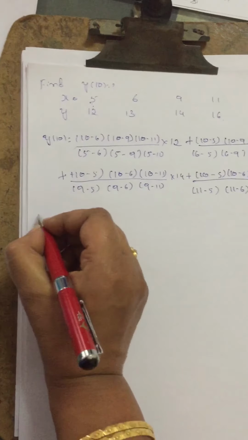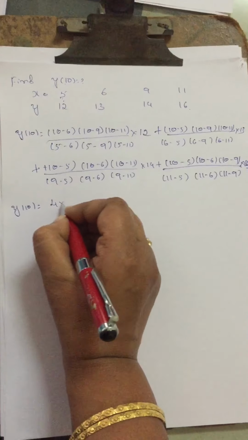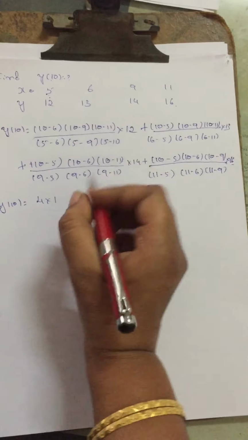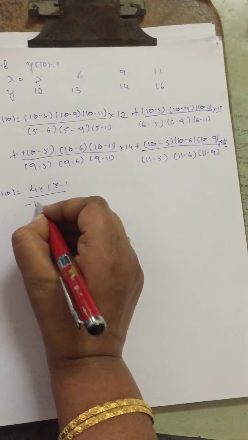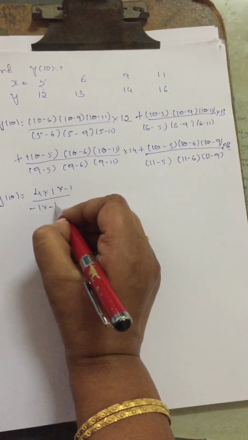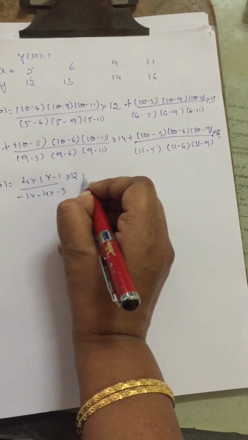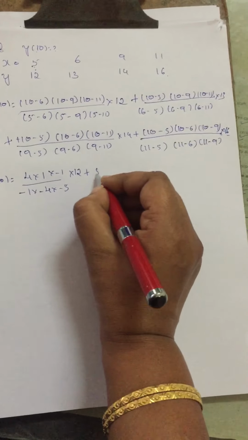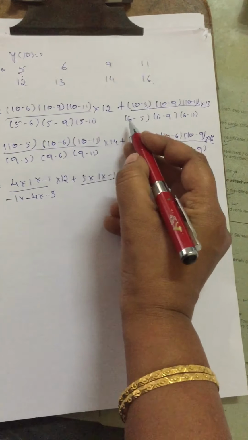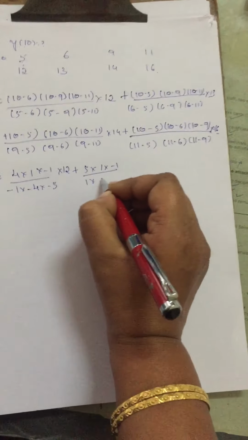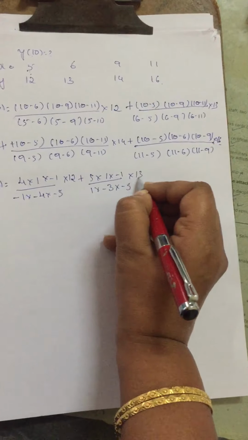Now simplify, that is y of 10 is equal to 10 minus 6 value 4, 10 minus 9 value 1, 10 minus 11 value minus 1 divided by 5 minus 6 value minus 1, 5 minus 9 value minus 4, 5 minus 11 value minus 6 into 12 plus 10 minus 5 value 5, 10 minus 9 value 1, 10 minus 11 value minus 1 divided by 6 minus 5 value 1, 6 minus 9 value minus 3, 6 minus 11 value minus 5 into 13.